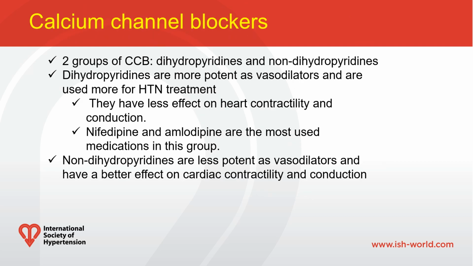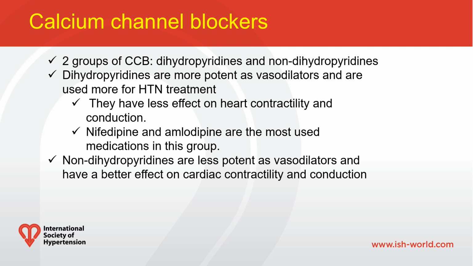Specifically on calcium channel blockers, we have two groups: the dihydropyridines and non-dihydropyridines. Dihydropyridines are more potent as vasodilators and are used often in the management of hypertension. They have less effect on heart contractility and conduction. Readily available examples in this group are nifedipine, amlodipine, and other drugs that we'll find in the market.